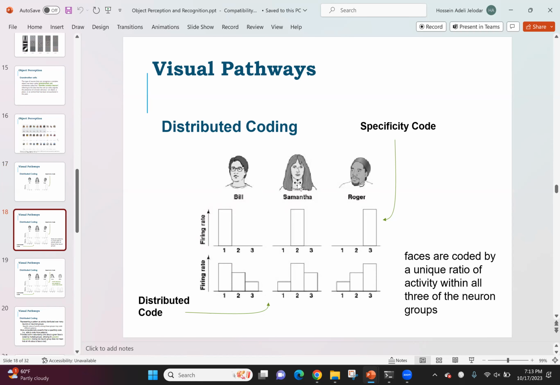Alternatively, you could have something we call a distributed code, where the identity is not specific to a cell, but rather to the ratio of activation among all cells. So the representation is distributed across cells. This distribution of activation codes Bill, this distribution codes the second person, and this distribution codes the third person. So it's a distributed coding of the same concept.